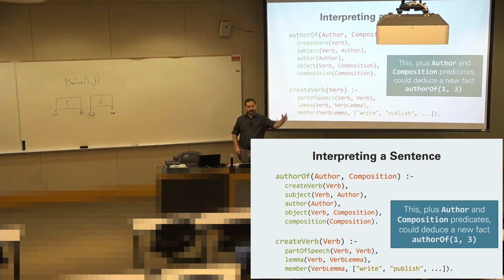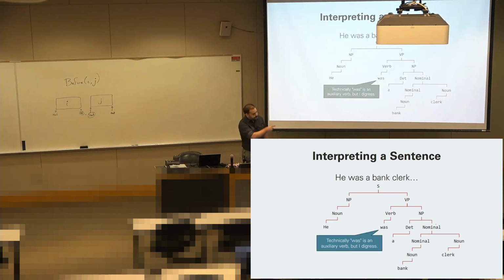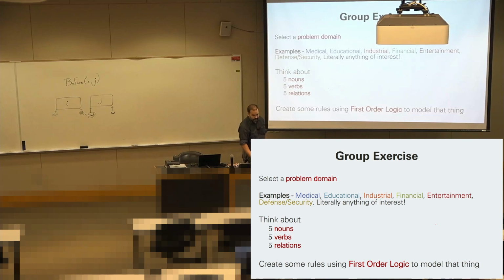And in fact, that's what IBM Watson does. He was a blank clerk. You can see how we break it down into those individual structures. And you'll oftentimes see this same kind of structure when you're digging into the natural language processing world. Was technically his auxiliary, but I'm going to keep on moving on.